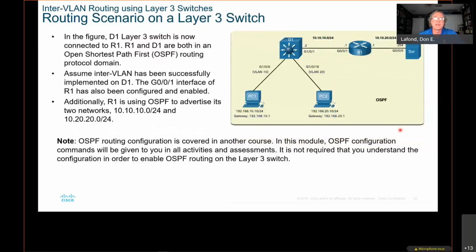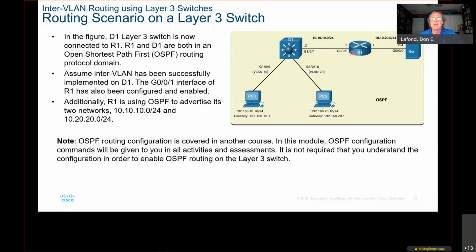Routing scenario. So here we're going to continue. In the figure, the D1 layer 3 switch is now connected to R1. R1 and D1 are both in an Open Shortest Path First (OSPF) routing protocol domain. These guys can talk to each other now because we're going to configure OSPF on both sides. Assume inter-VLAN routing has been successfully implemented. All of this has already been configured. The G1 interface of R1 has also been configured and enabled. We've given it an IP address and did the no switchport command. Additionally, R1 is using OSPF to advertise its networks.